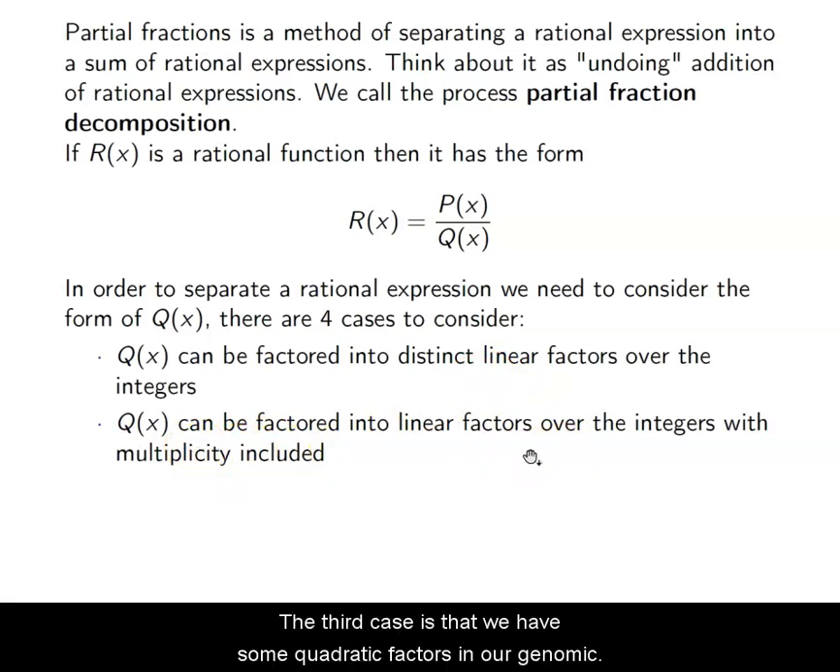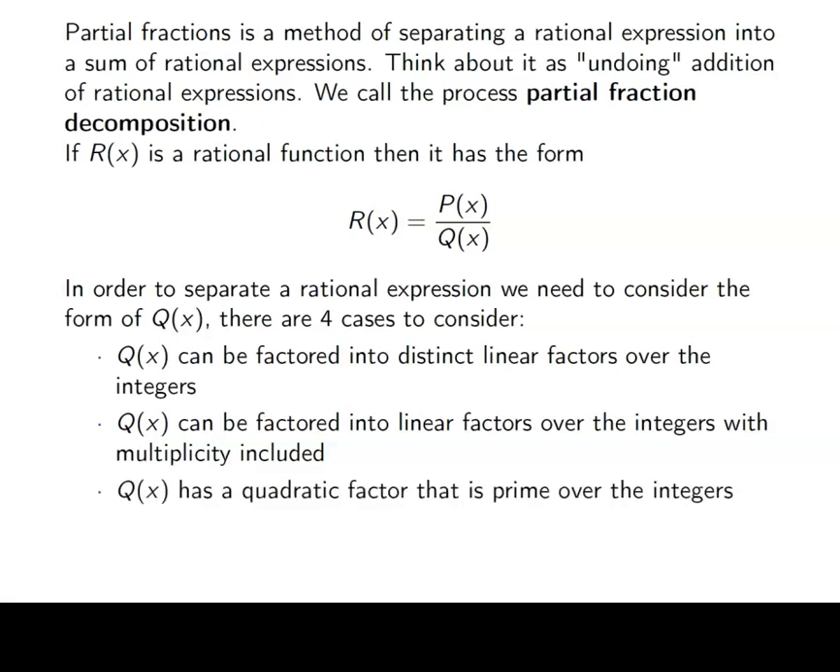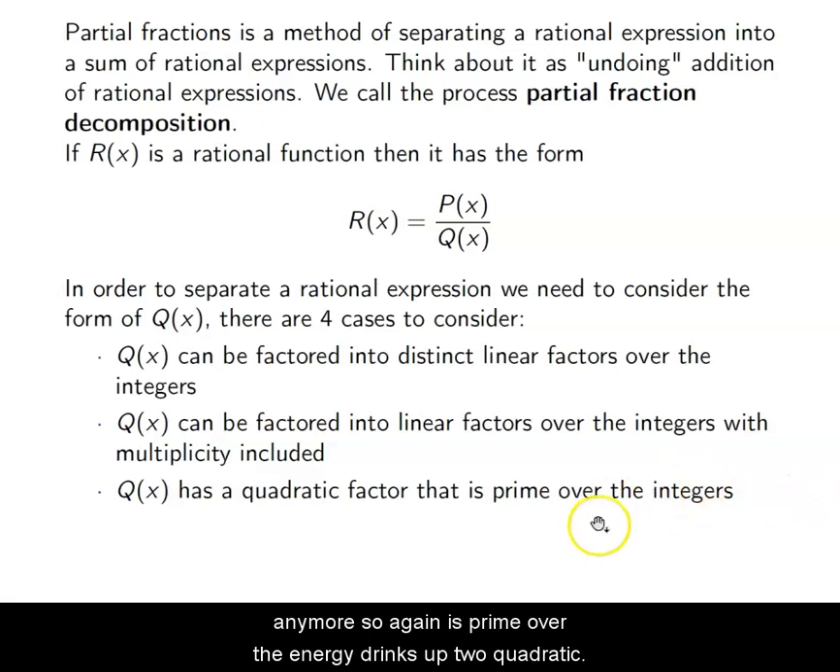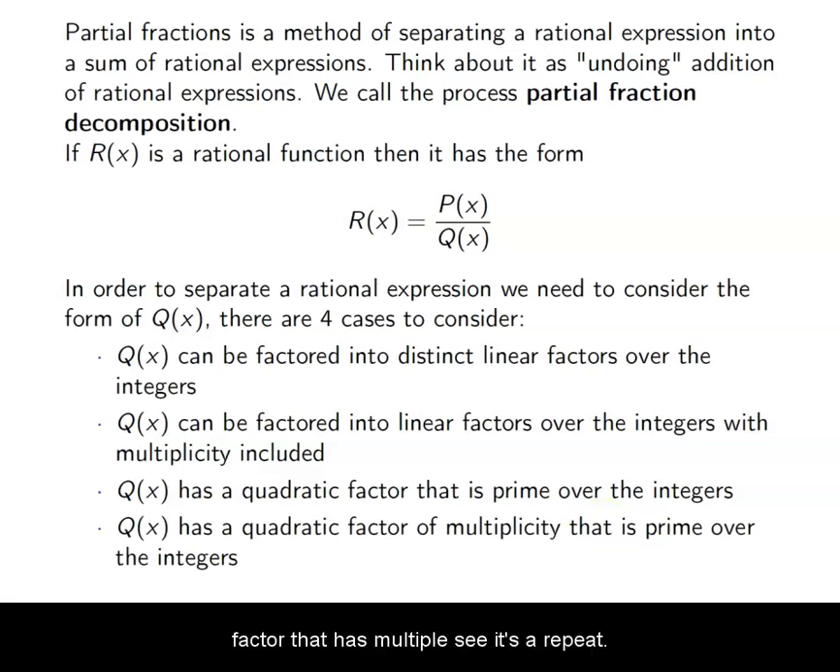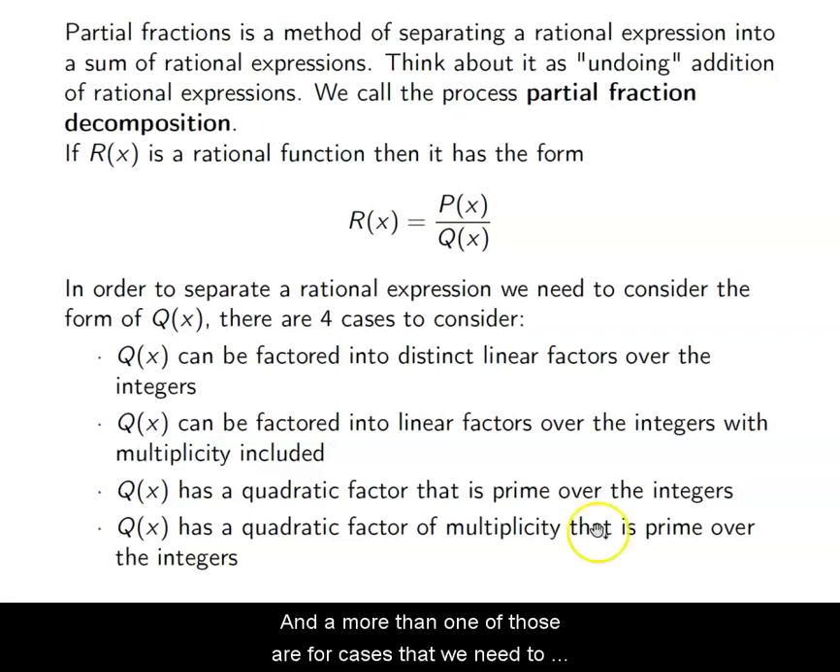The third case is that we have some quadratic factors in our denominator. But there are no multiplicities of that either, right? So possibly there's a quadratic there that we cannot factor anymore. So again, it's prime over the integers up to a quadratic amount. And the fourth and last case is that we have a quadratic factor that has multiplicity. It's a repeated factor on the denominator, and it appears more than once.